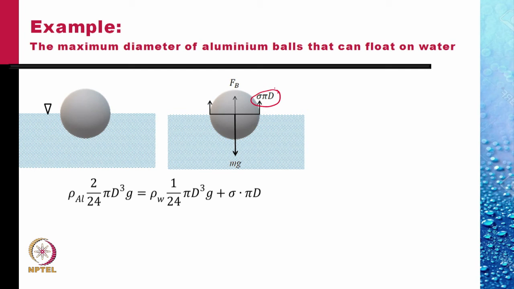And plugging in the values for various quantities, we get d equal to 6.4 into 10 to the minus 3 meters, or 6.4 millimeters. Not a very small diameter. So aluminum spheres of diameter 6.5 millimeters can float on water if they are carefully launched.